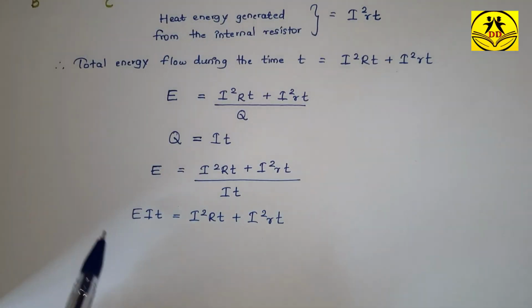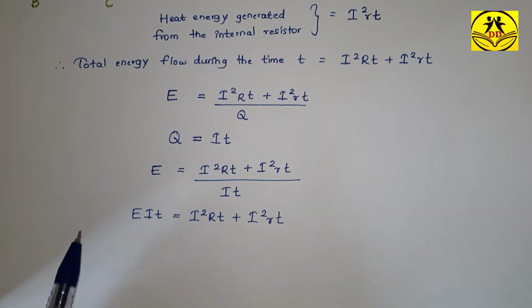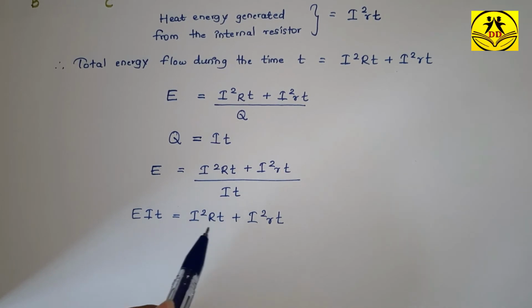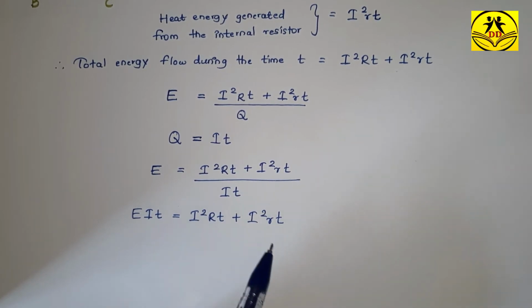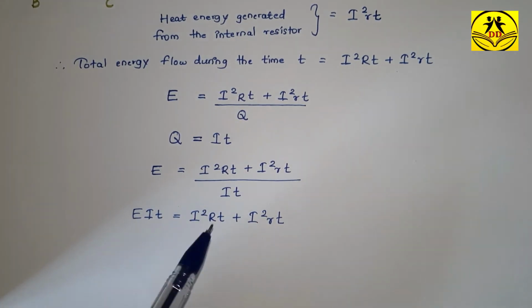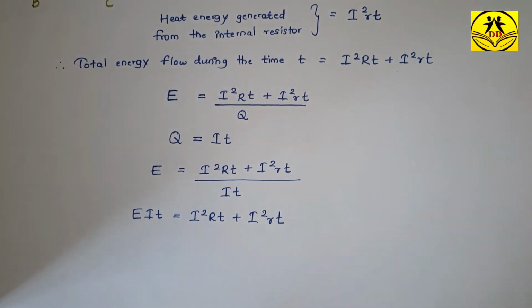Now according to the relationship we obtained, EIT is the chemical energy supplied by the cell, I squared RT is the heat energy generated by the external resistor, and I squared rT is the heat energy generated by the internal resistor. So the chemical energy supplied by the cell will be equal to the sum of the heat energy generated from the external resistor and internal resistor of a simple circuit.